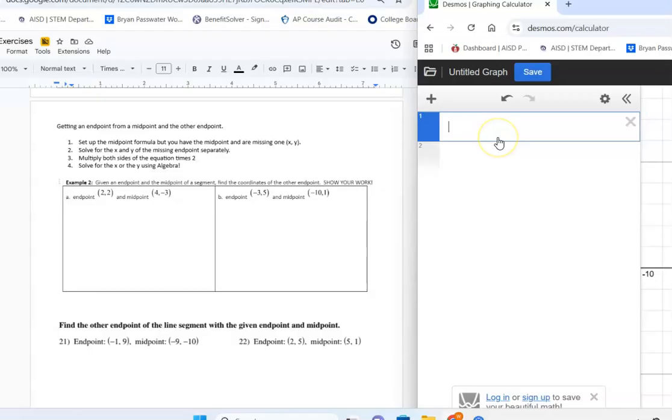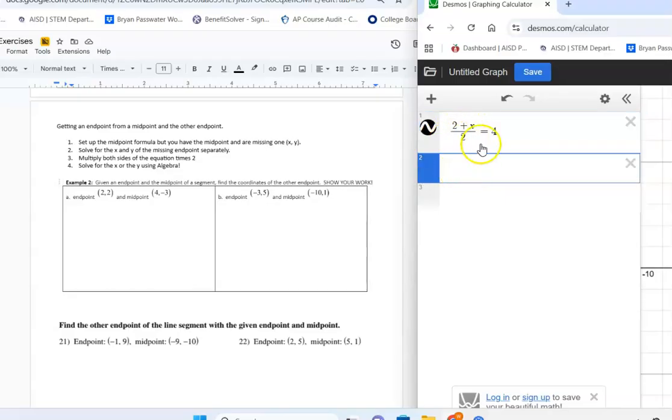First up, let's do the midpoint for x. Midpoint means if I take this 2 and add it to some other endpoint, and then divide by 2, that should equal 4. Sorry, I was looking at the wrong one. So this 2 comes from this endpoint, this 4 is the midpoint, and I don't know what the other endpoint is. So I have to solve for x inside of this. How do you do that?